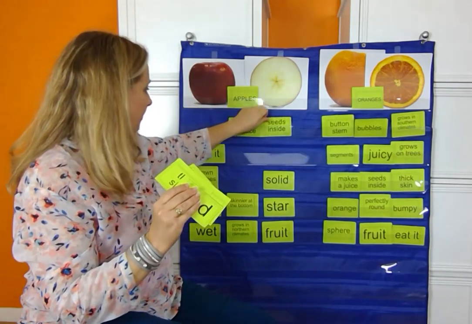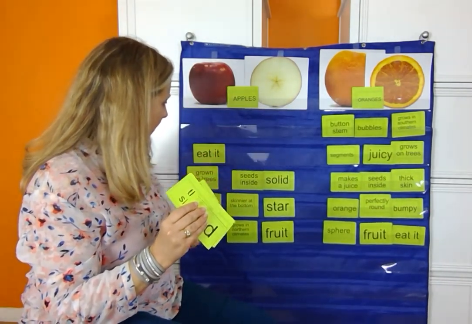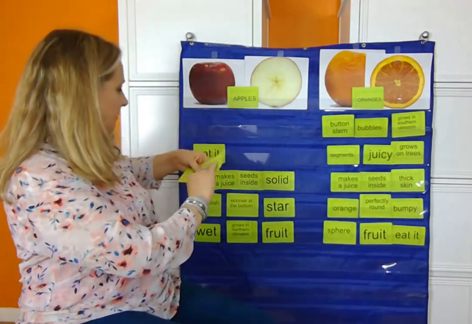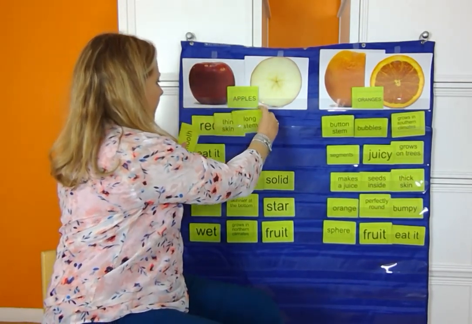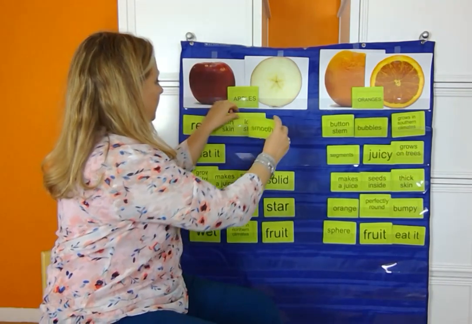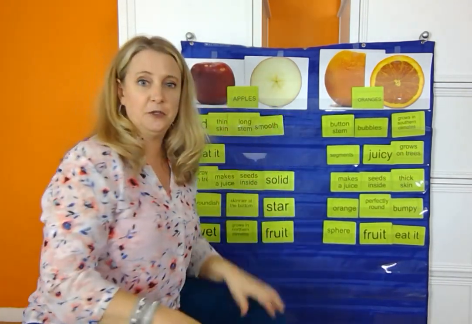I better rearrange so I can put these somewhere in my chart. Okay, so it's red. It has a thin skin. It has a long stem. And it's smooth.